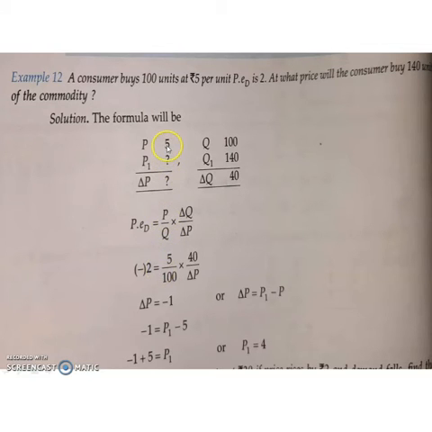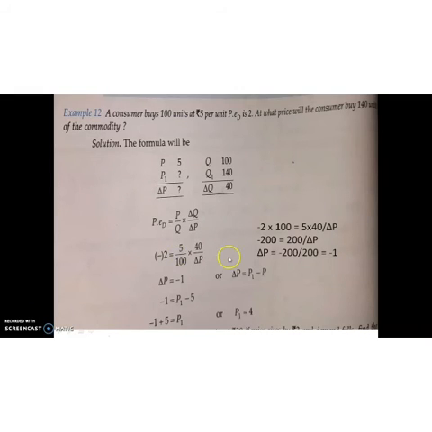P is equal to 5, and Q is 100. What is Q? Q is the initial quantity of the commodity. Then delta Q that we have already calculated is 40. We don't know delta P, so put it as delta P. If we solve this, we can get delta P.